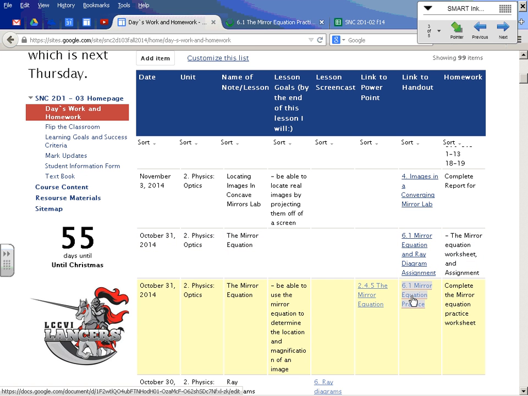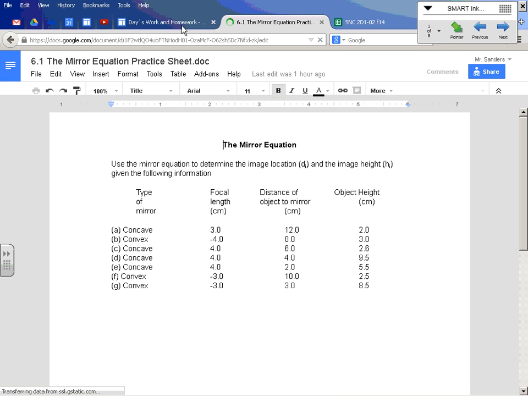But there is mirror equation practice, and it is simply a page that has a bunch of numbers on it, just like we just did. All right? And you'll be doing the same calculations. We want you to find DI, we want you to find M, and we want you to find HI for those. That's practice. We'll take it up together on Monday. Then, on Monday, I'm going to show you how to do scale diagrams, and I'm going to give you an assignment that I will be marking you on. Okay? So that's practice. That's fun.